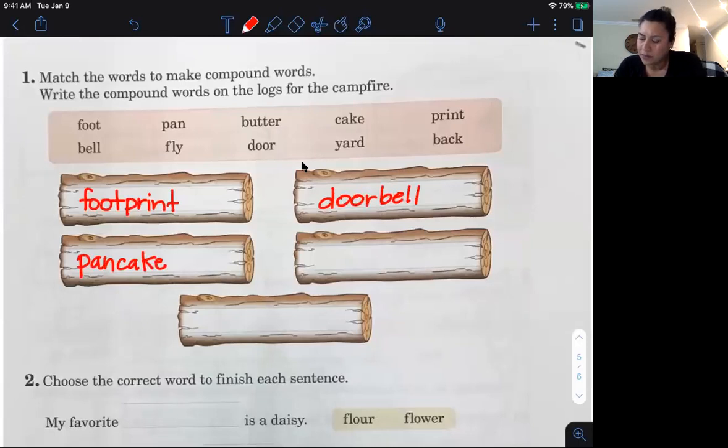Butter, butter yard, butter door. Do you have a butter door? Butter print, butter bell, butterfly. All right, we should cross out the ones that we've used. And the last two are yard back. Is that a word? Nope, backyard.